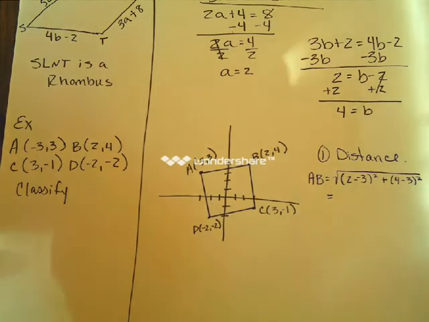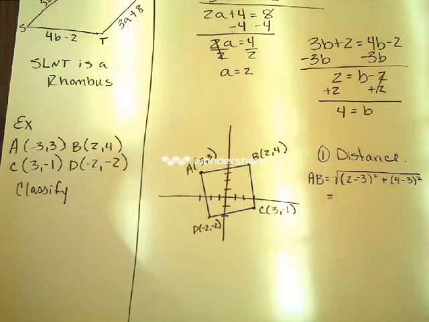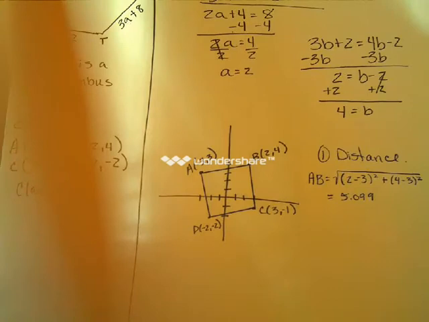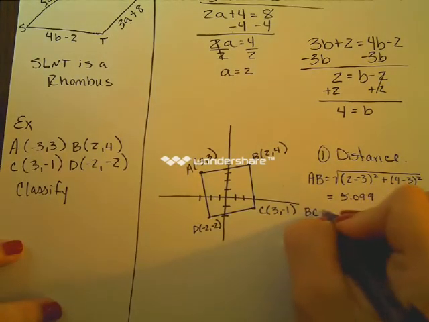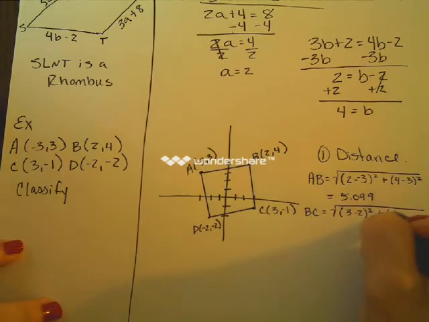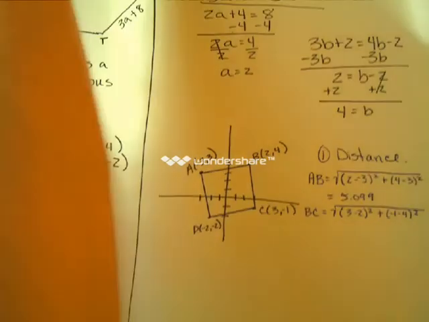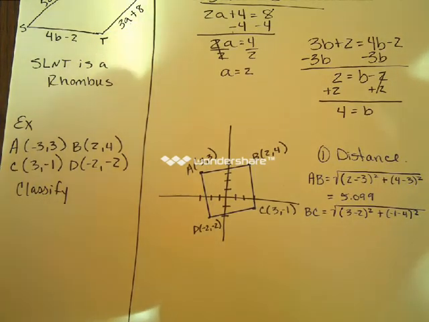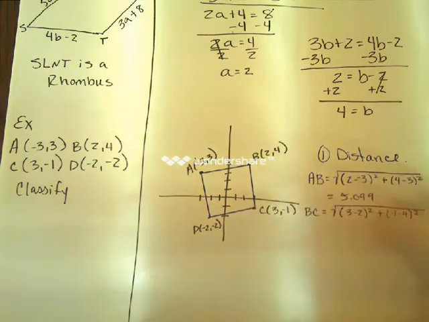4 minus 3 squared. Okay, and I get 5.099. Alright, now I got 3 more sides to check. BC. Minus 2 squared, negative 1 minus 4 squared, squared, plus negative 1 minus 4 squared, and I get 5.099.